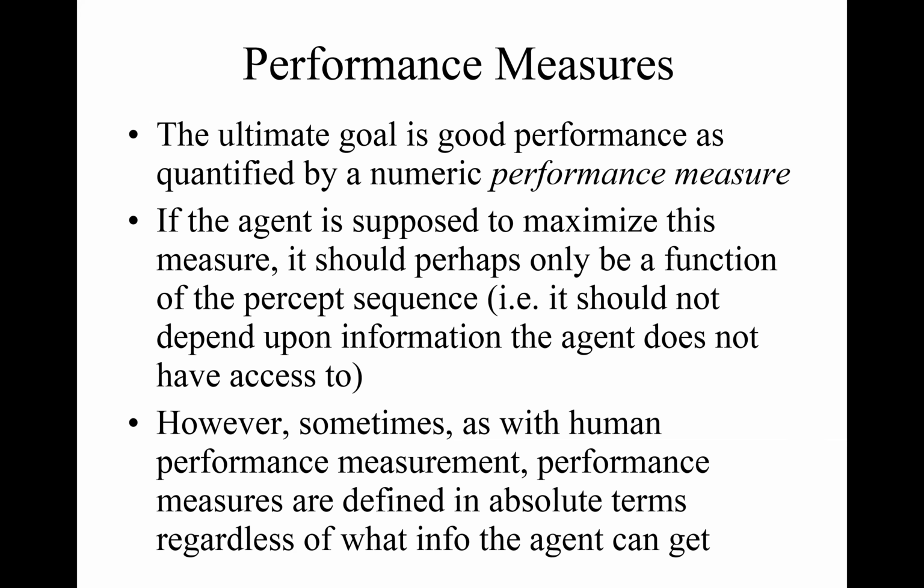Usually, often, we hope that the agent is going to maximize that measure. It's a measure of goodness. If we expect that, then it's a good idea, where we have the luxury at least, to let the performance measure be a function of the percept sequence only. So if the agent is being graded on information that it receives, then it should know where it is at any point in time. And that's good for an agent to have better success.